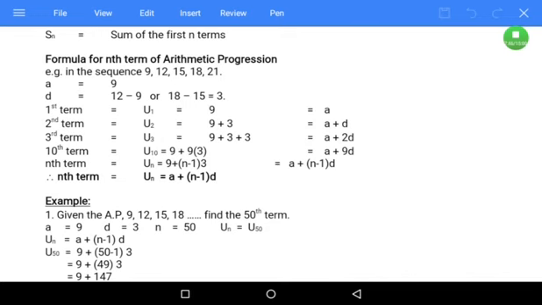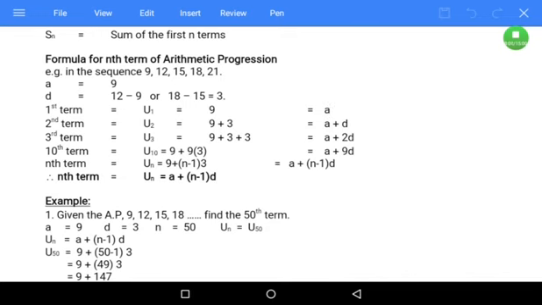Now if the first term of this AP is 9, the second term should be 9 plus something, 9 plus 3. That 3 is the common difference. So we say A plus D, since the first term is A. Now to get the third term, 9 plus 3 plus 3. Can you see that? We are adding the common difference twice. So we say A plus 2D.